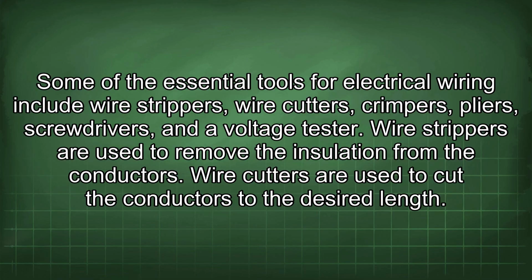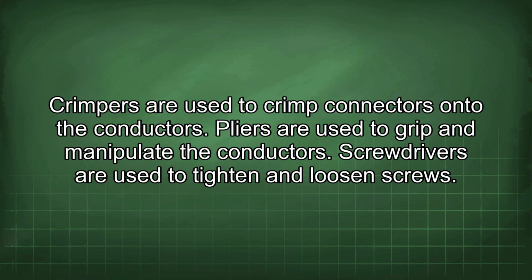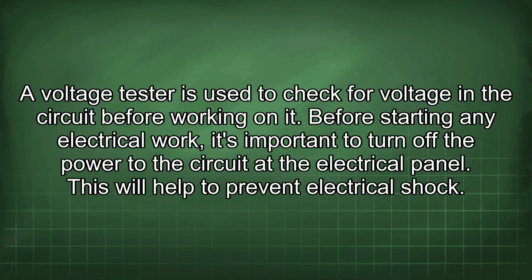Wire strippers are used to remove the insulation from the conductors. Wire cutters are used to cut the conductors to the desired length. Crimpers are used to crimp connectors onto the conductors. Pliers are used to grip and manipulate the conductors. Screwdrivers are used to tighten and loosen screws. A voltage tester is used to check for voltage in the circuit before working on it.